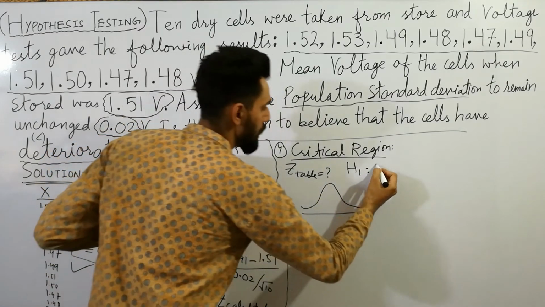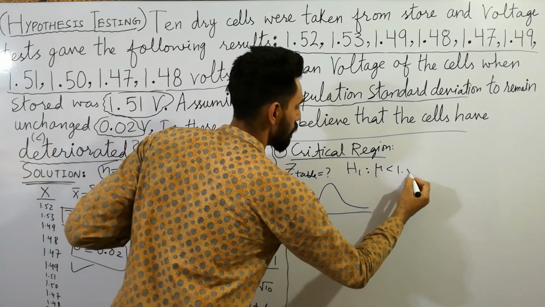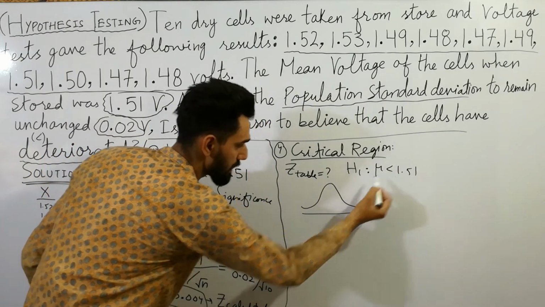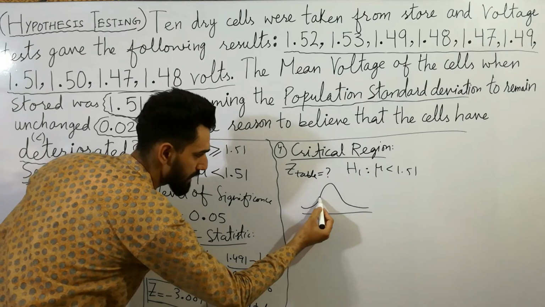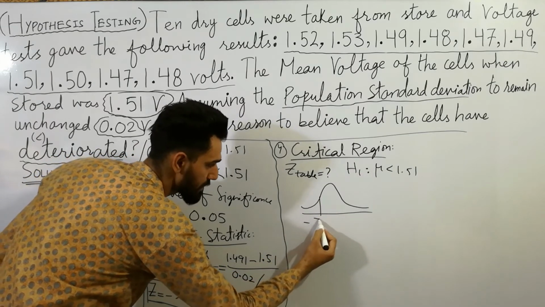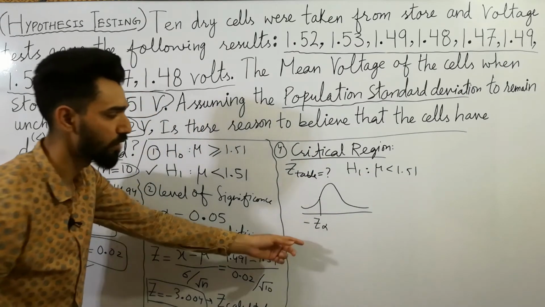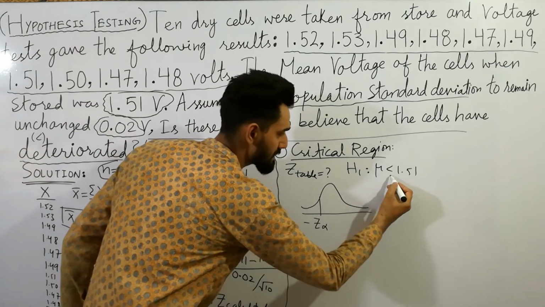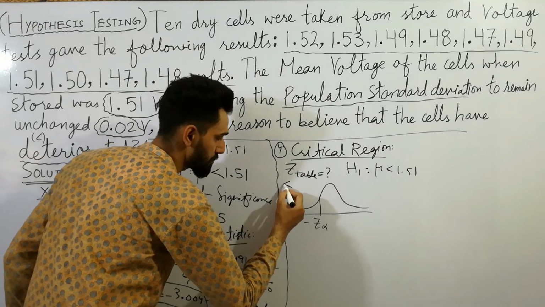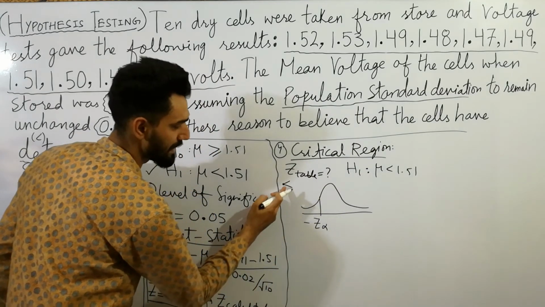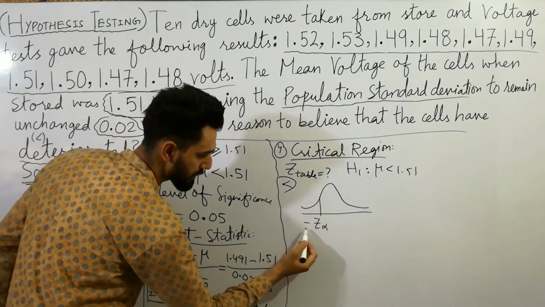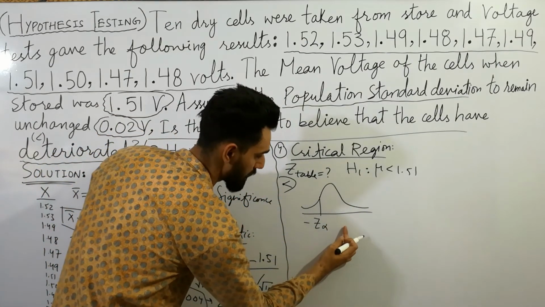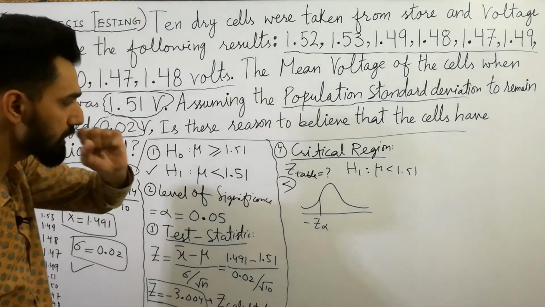H1 is here mu less than 1.51, which shows that this sign, this beak, is on the left hand side. So we'll write here the value minus z alpha, because this is one sided, we will use z alpha. So here the less than sign, I hope that's a clear point. When you see the beak is on the left hand side, then we will use minus z alpha. If the beak is on the right hand side, we will put the value z alpha. I hope that you have cleared the point here.